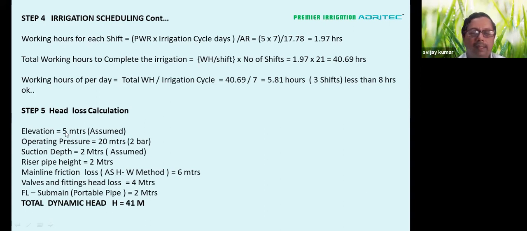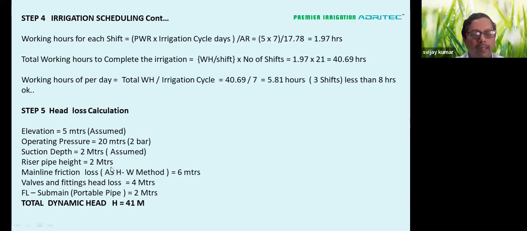And suction. Suction is the distance from the water level to where the foot valve is going to be. Normally the suction depth is not more than 2 or 3 meters. And then this sprinkler is going to be placed on a tripod stand, so you have to take the pipe up to 2 meters height. So you have to add that 2 meters also. And for the mainline friction loss, like I told you, either you use the Hazen-Williams formula or you can go for the thumb rule I told you, 2.5% for every distance or length calculated.